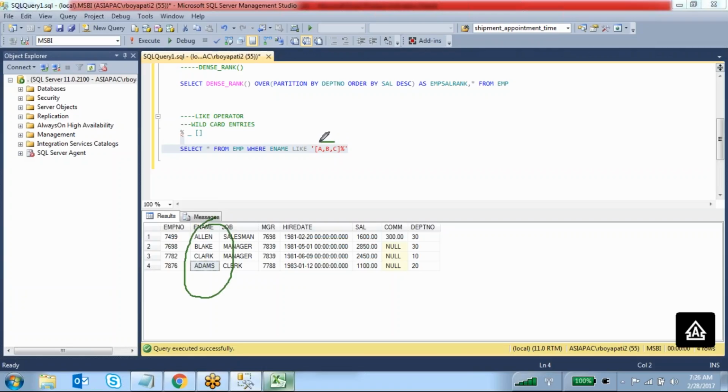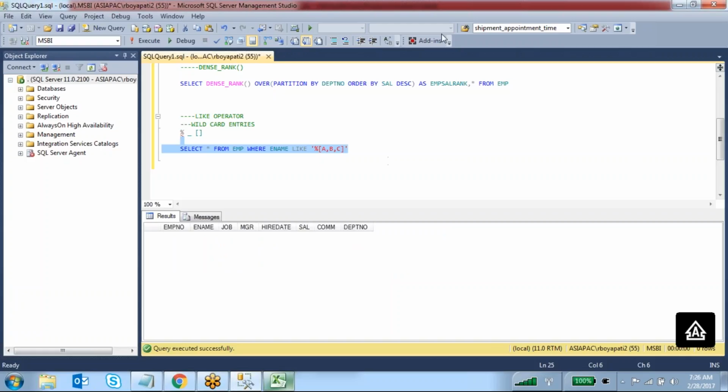So it will get only the employee names starting with A, B, C, because you have specified only A, B, C. If you put the same percentage symbol in the front, it will get only the employee names ending with A, B, C. Okay, the employee names ending with A, B, C. No, there is no employee.